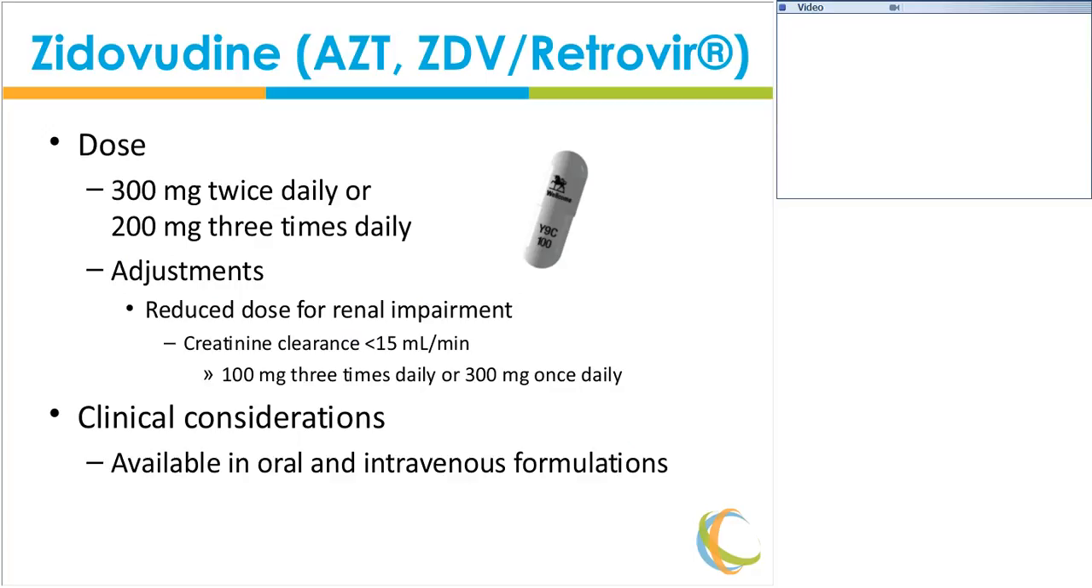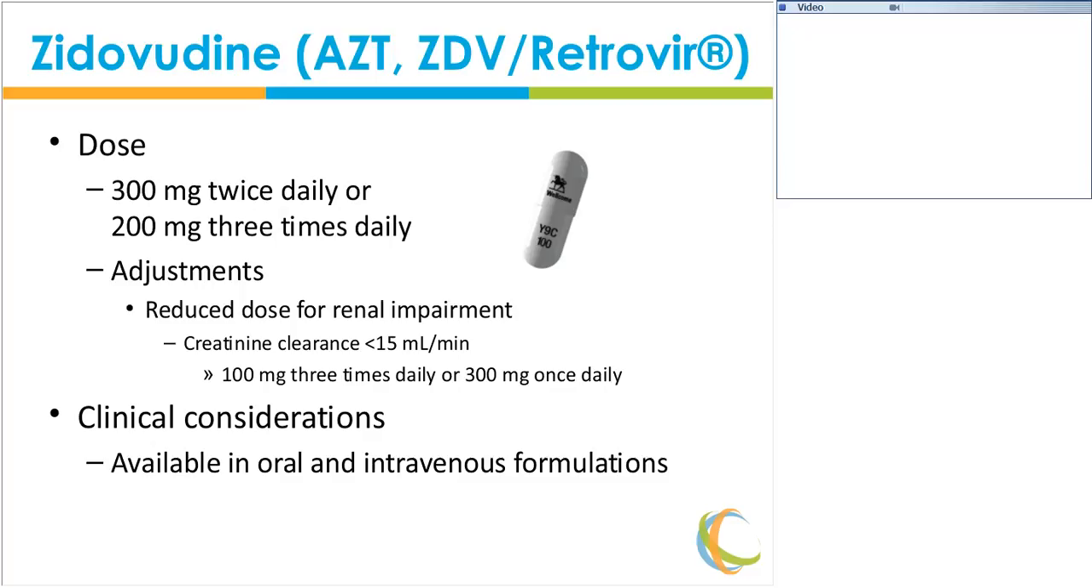The recommended adult dose of this medication is 300 milligrams twice daily or 200 milligrams 3 times daily. Like the majority of NRTIs discussed, Zidovudine requires dose adjustment in patients with renal insufficiency. However, the adjustments are not warranted until a patient's estimated creatinine clearance is below 15. At this point, 100 milligrams 3 times daily or 300 milligrams once daily can be given.